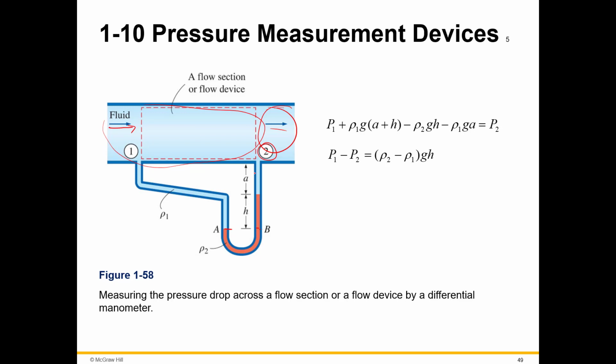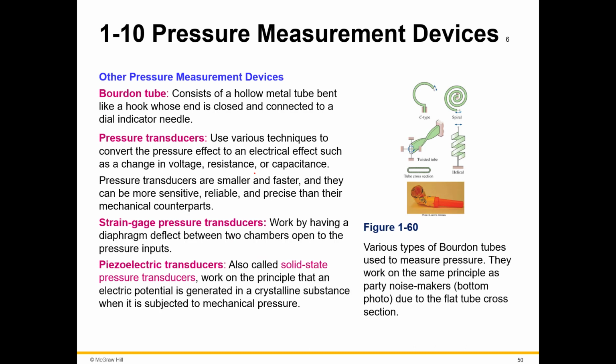But measuring the pressure drop across a flow section or a flow device by a differential manometer, you know that from the deduction, from the minusing. Okay? And so here are some other pressure measuring devices. We won't really go into too many, but you've got a Bourdon tube, and you've got pressure transducers, strain gauge pressure transducers, piezoelectric transducers, and they're also called solid state pressure transducers. Sometimes you'll include some of these in specimens that you're testing, but we're not going to really get into too many of them. This is just letting you know that honestly there's a ton of pressure measuring devices that you can use. It just depends on what you're measuring and what you need to use.